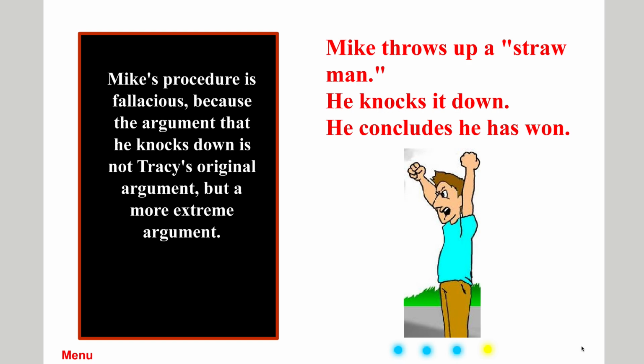Mike's procedure is fallacious because the argument that he knocks down is not Tracy's original argument, but a more extreme argument. That's why it's a fallacy of relevance. What he says is irrelevant to her argument because she has made no such claim.